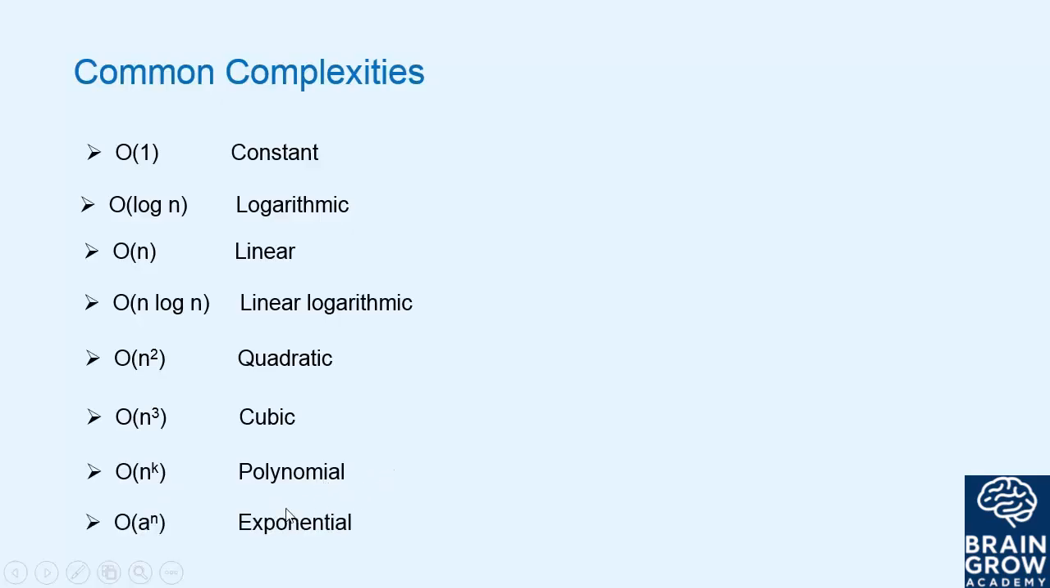And an algorithm is said to be exponential if it has running time of order a raised to the power n, where a is some number more than 1. The runtime for these algorithms increases very rapidly. For example, if we have an algorithm with complexity 2 raised to the power n, then the running time for that algorithm will double with each additional element in the input data.